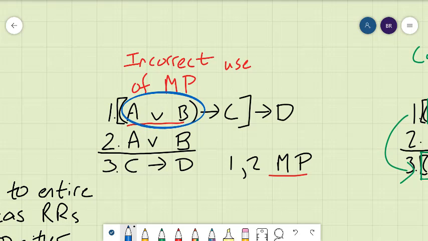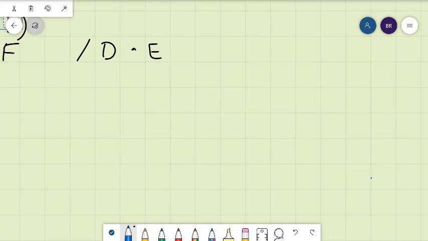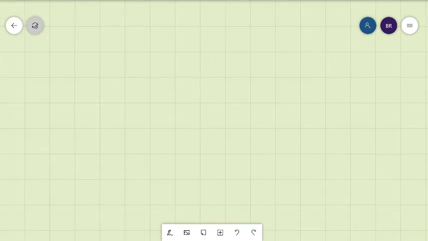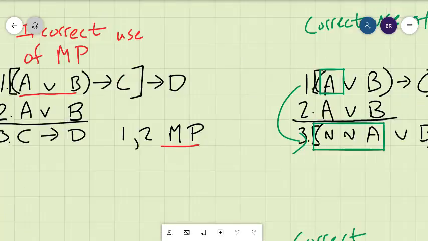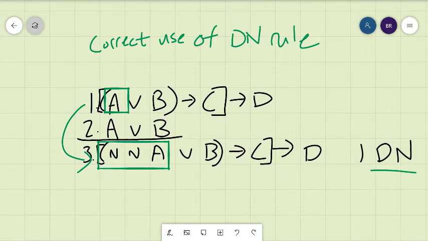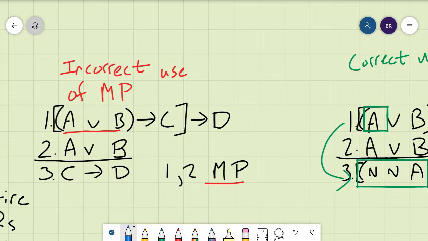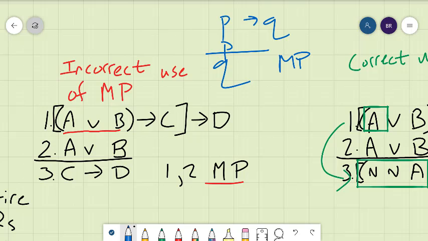And this incorrect use of modus ponens is trying to break into line number 1 and infer C from number 2, A disjunction B, and then tack on the arrow D onto the end using modus ponens. And this is not the way modus ponens works. You can't just break into the middle of a complex, well-formed formula in that way using the rule.